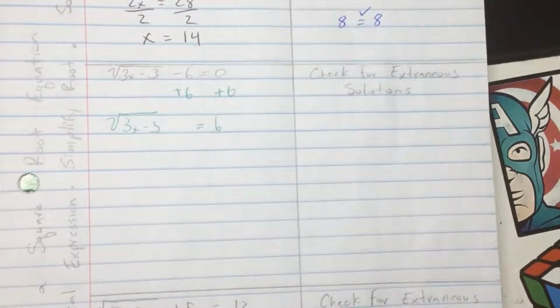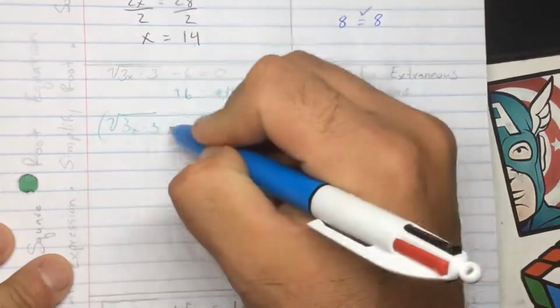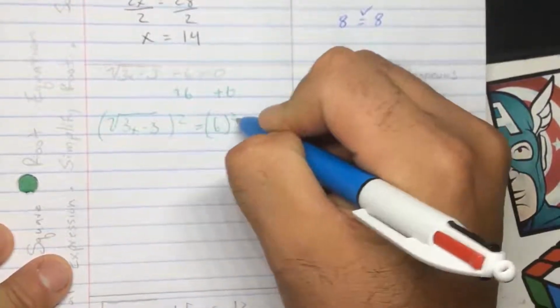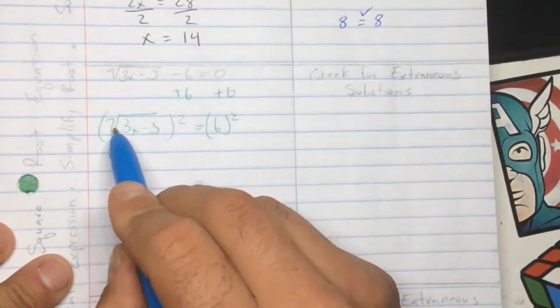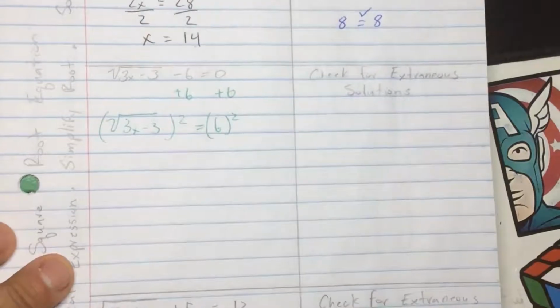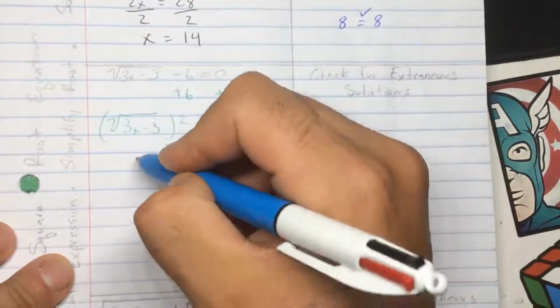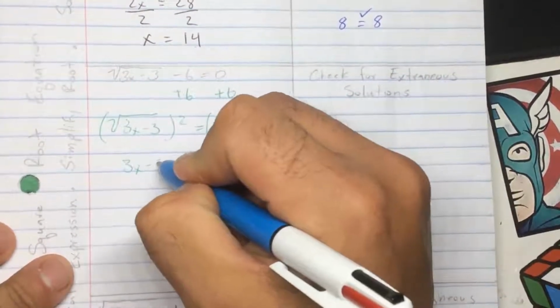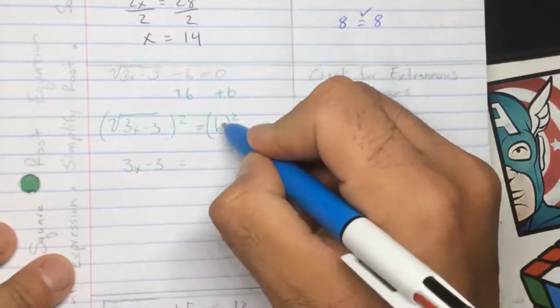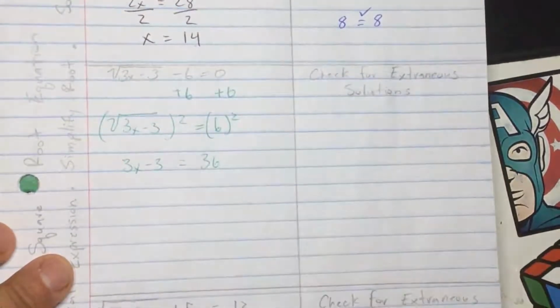Because it is a square root, we're going to just square both sides, because the opposite operation of a square root is a power of 2. This ends up being 3x minus 3 equal to 6 squared, which is 36.